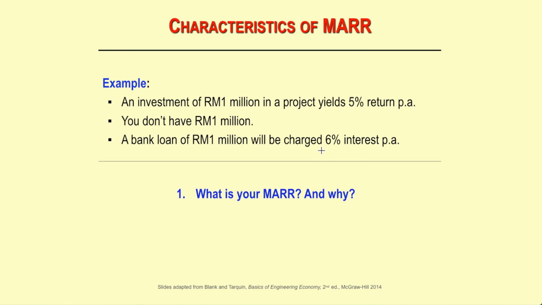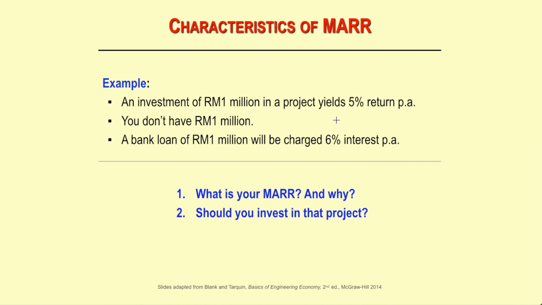So your MARR should be 6% per annum, and the reason is because that is your cost of capital. That is the interest rate that is charged on your bank loan of 1 million ringgit. So the project must be able to offer a rate of return that is at least 6%, just so that you are able to service your loan, just so that you are able to pay the interest that is charged on your loan. The second question then is, should you invest in that project?